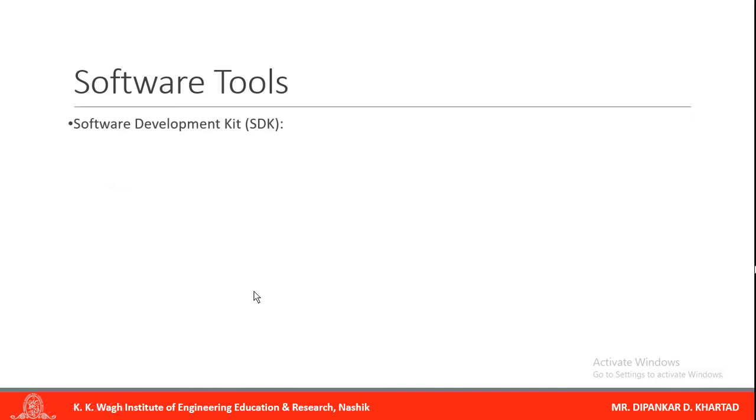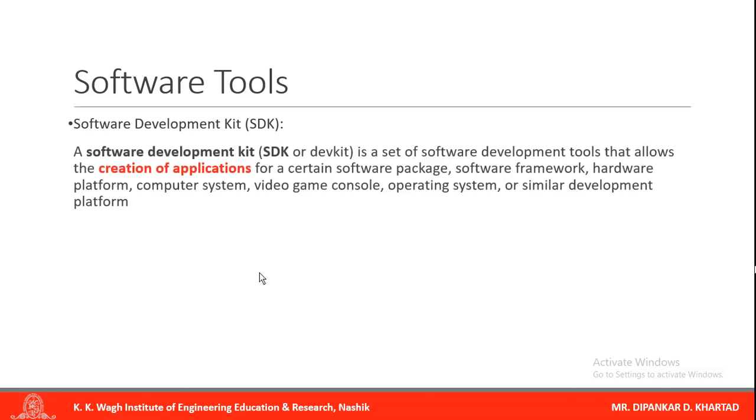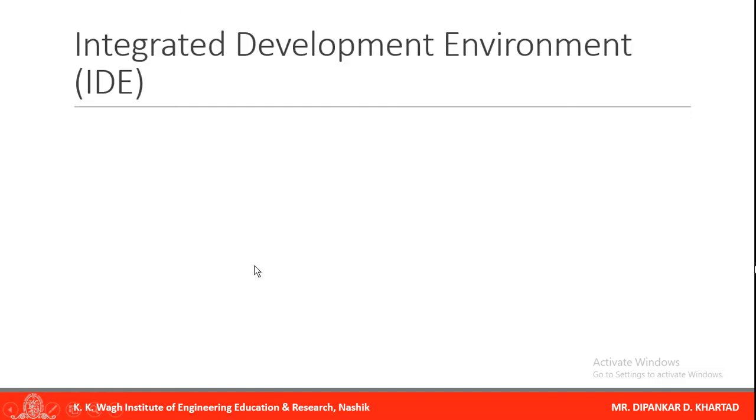One tool is there, that is the kit, the software development kit. A software development kit is a set of software development tools that allows the creation of applications for a certain software package, software framework, hardware platform, computer system, video game console, operating system, or similar development platform. So this tool, the software development kit, consists of all the tools which we have seen earlier.